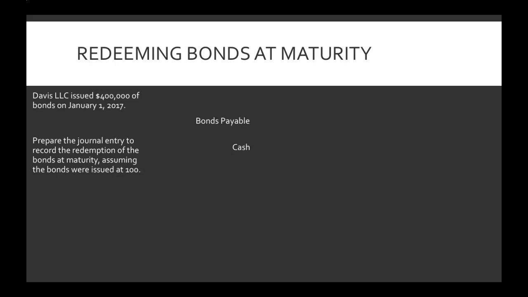So how much money are we paying them back? Well, it told us that these bonds were initially issued at 100. They were issued with a face value of $400,000. So we will debit bonds payable $400,000 and credit cash $400,000.